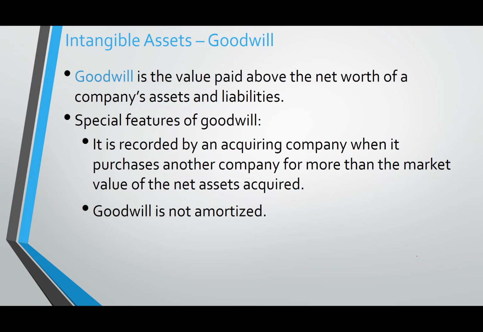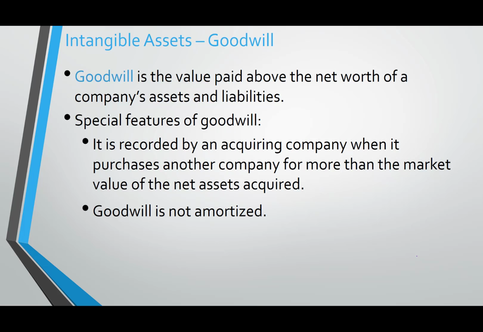And so what the owner is actually saying is, no, I'm not going to sell unless you pay me above the net worth of the company's assets and liabilities. So let's say we go back and forth and I agree to pay $1.2 million. Because the business was valued at a net worth of $1 million, the $200,000 difference I would pay is what is called goodwill, and that would be an intangible asset. So it would be recorded by the acquiring company when it purchases another company for more than the market value of the net assets acquired. And remember that we would not amortize that. We actually would test that for impairment.